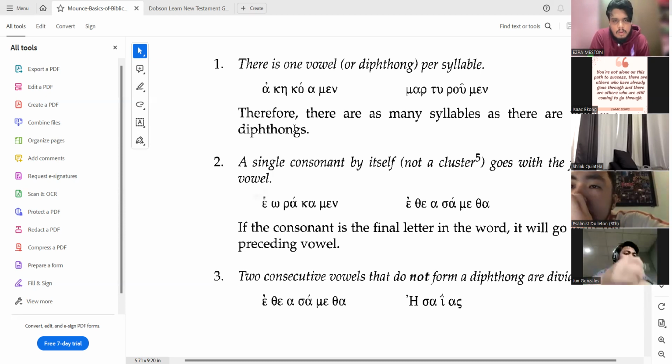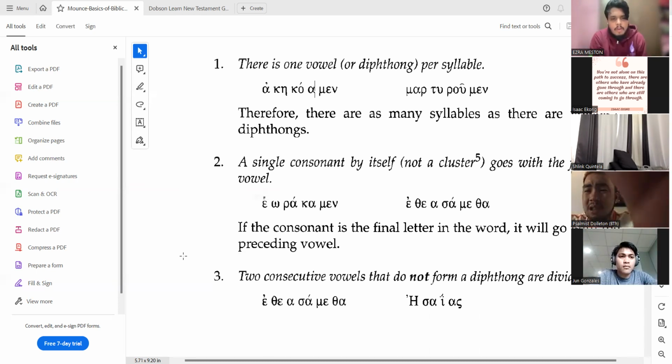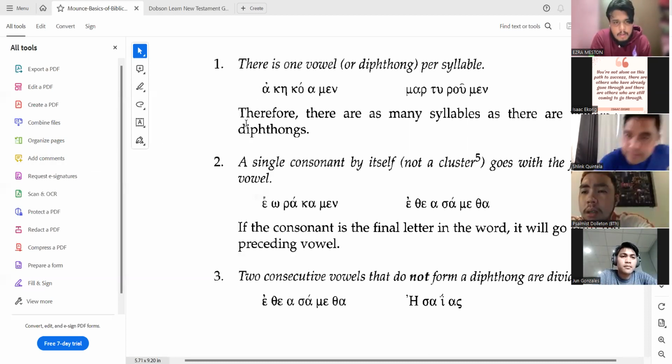But here, notice that even without a diaeresis, William Mounce divided the omicron from the alpha. Okay? So we read this. Can you all unmute your mics? We will read this together. Unmute, everyone. So let's try this. Okay? So let's read this word.